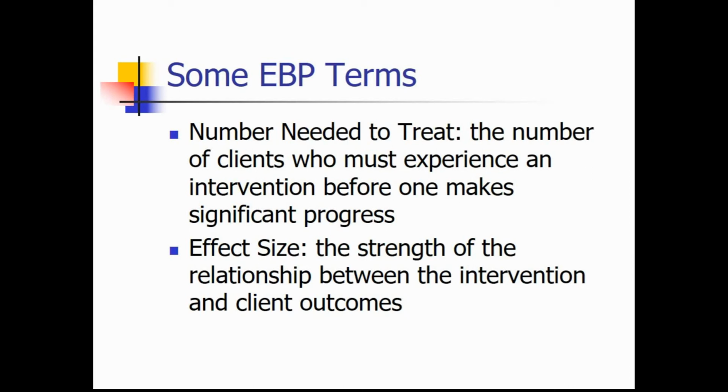So if there's a number needed to treat of 2, that means that out of every 2 clients who are treated, 1 gets better. About 50% of the clients make significant progress from this treatment. Because no treatment works for everybody all the time, that's why we use that number needed to treat. We also want to look at effect size, which I know that you know about from other classes, but effect size looks at the strength of the relationship between the intervention and the client outcomes.